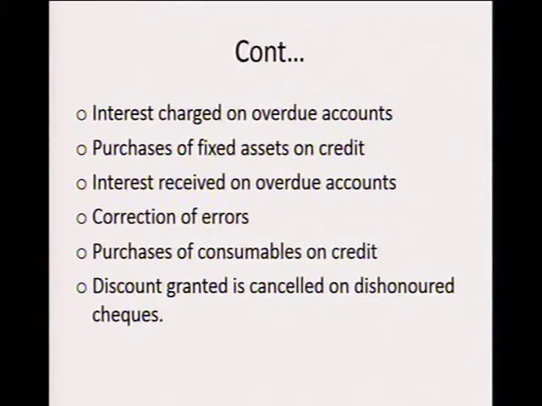We also have the purchases of fixed assets on credit. We have the interest received on overdue account. When people are making correction of errors, the purchases of consumables on credit, and then the discount that is given or cancelled on a dishonored check, we must also cancel it in the general journal.